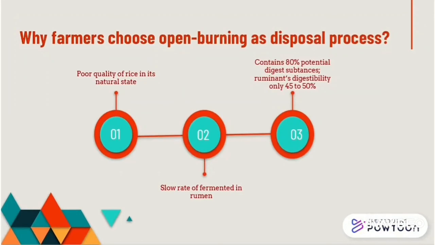As we chose rice straw as the item whose disposal method we need to improve, the question that came to our mind is why farmers choose open burning for the disposal of rice straw. This is because the rice straw has poor quality in its natural state. It also has a very slow rate of fermentation in the rumen. And the most important reason the farmers avoid rice straw as animal feed is because rice straw contains 80% of potentially digestible substance, while the ruminants only have 45 to 50% digestibility.